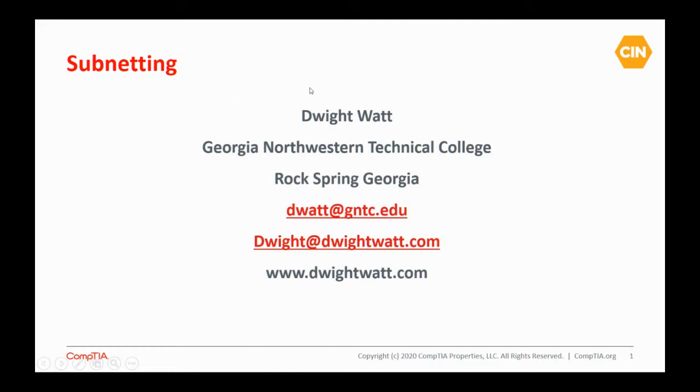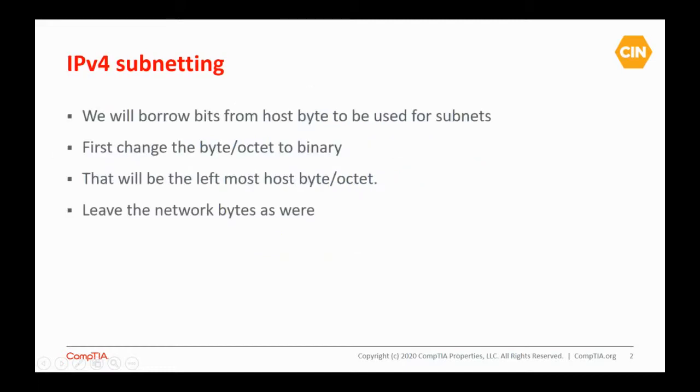Okay, so that'll work. All right, so we're looking at IP version 4 subnetting. Several big things on it that we're going to deal with. We're going to borrow bits from the host byte, so that's the rightmost byte. And actually, y'all can borrow from more than one byte, but we're not going to worry about that. We're just going to assume you can borrow from one byte. And so we'll be borrowing bits from the host byte, which is the rightmost byte. Okay, because the network ones, remember, are sitting on the left, so we're borrowing from the host. First thing we're going to do is change that byte or octet to binary.